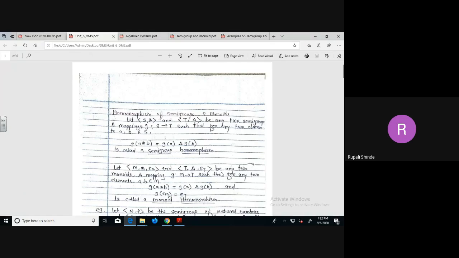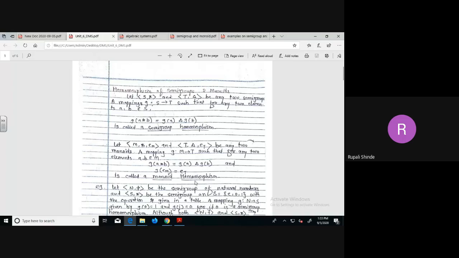Here we have applied homomorphism on two different semigroups. The first semigroup is (S, star), the second one is (T, delta), and we have taken a mapping G from S to T. For that purpose, we have taken two elements A and B that belong to set S. If you want to apply the function G on these two elements, we can apply it as G of A star B. If you want to apply this function G separately on A and B, then you have to take the operation from the second semigroup. That's why G of A delta G of B. So this is the definition for semigroup homomorphism.